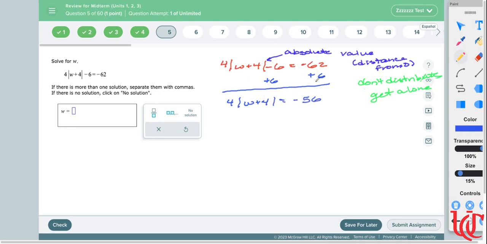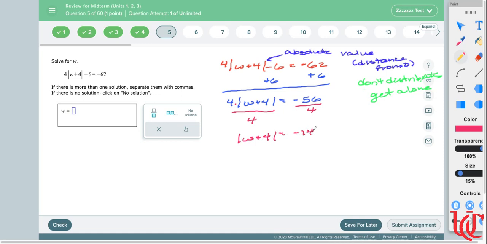Because they're opposite signs, I actually have to subtract them. And then we get to divide both sides. We want to get the absolute value by itself. So we are going to divide both sides by 4, because remember there's a little times there. Divide by 4, we get the absolute value of w plus 4 equals negative 14.